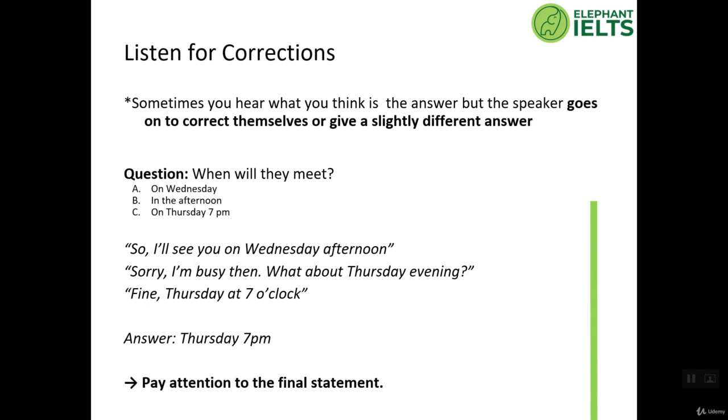So once again, you can hear the traps. The first speaker mentions Wednesday and afternoon, but those were both traps. The second speaker suggested Thursday evening, and the first one agreed. So the answer is C, Thursday, 7 p.m.